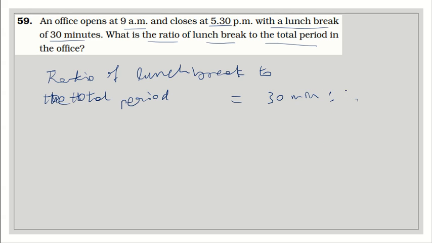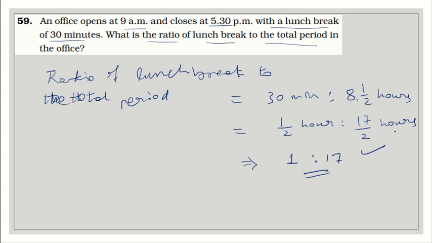So total it is 8.5 hours. So ratio should be calculated between the quantities which are in the same units. Here it is 30 minutes, I will write it as half hour. Half hour to 8.5 hour, as mixed fraction it becomes 17/2 hours. Now this half and this half will be removed by multiplying both antecedent and consequent by 2, it becomes 1:17 is the ratio. Okay, this is how we calculate.